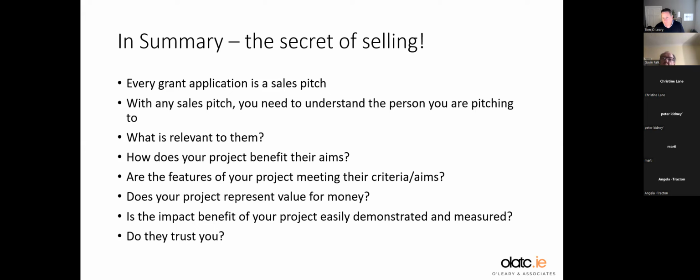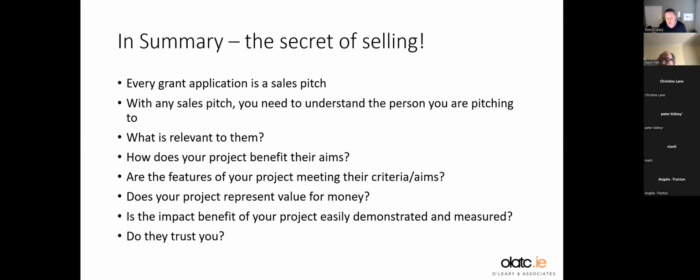Okay, that's more value for money than saying we're going to use it for club only, and it's closed from in the morning time to 6 p.m. until the first training session starts. That's not value for money. Again, is the impact of the project, can you easily demonstrate the impact and measure it? In most cases you can.